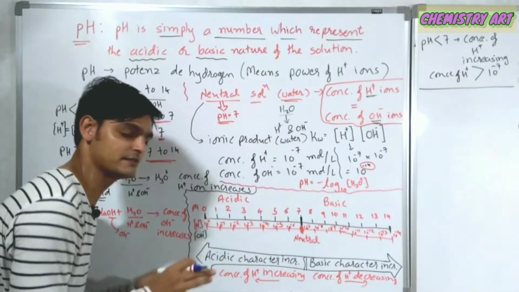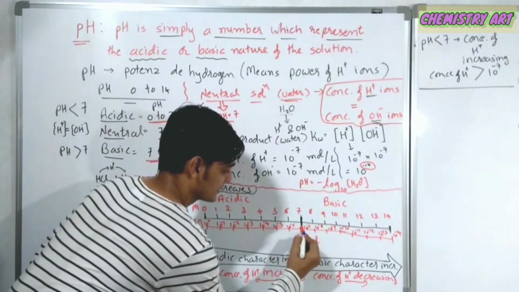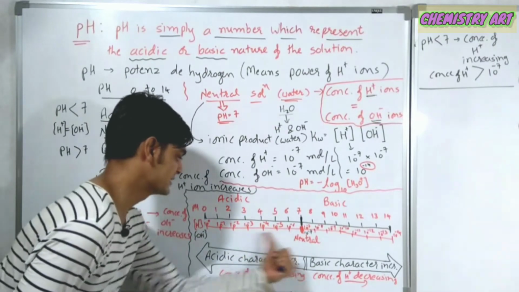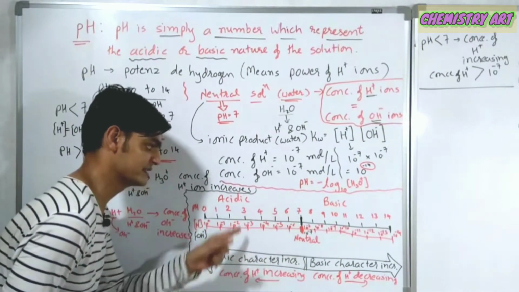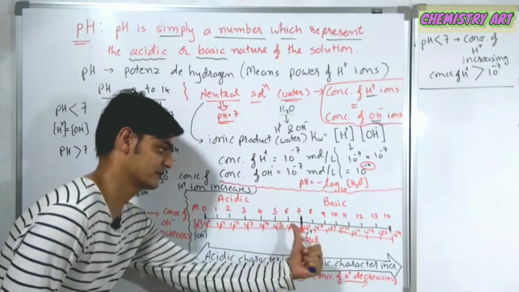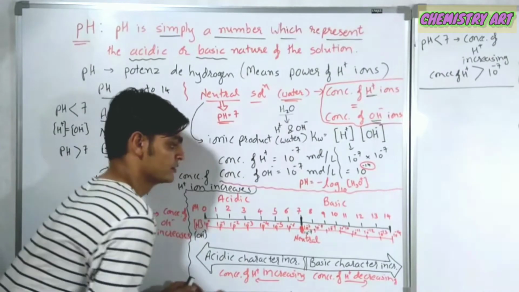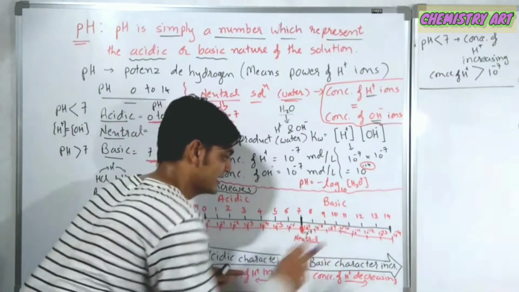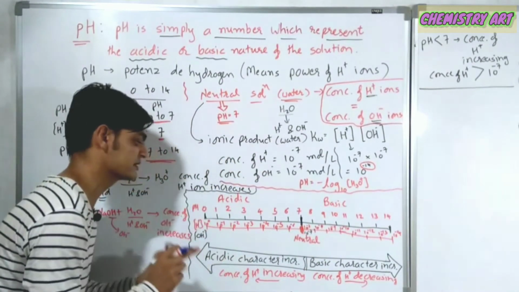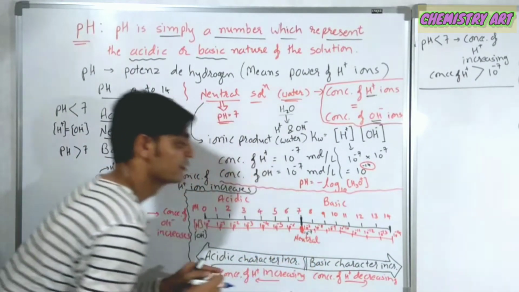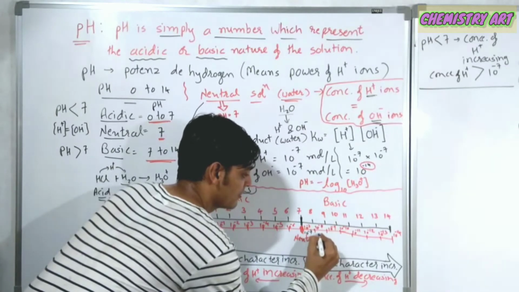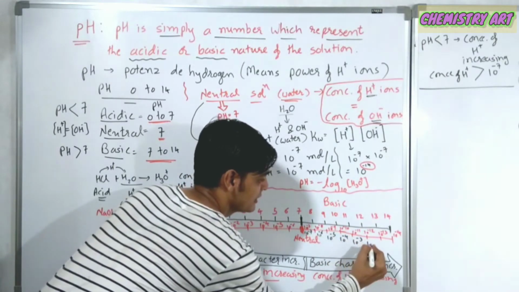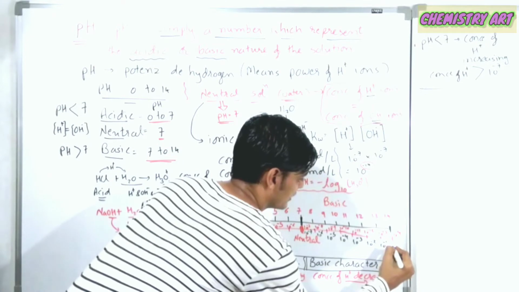Just like that, I can represent the concentration of OH minus. For OH minus I am using a black marker. Here the concentration of OH minus will be 10 to the power minus 7 only, the same. But on this side the pH is less than 7, so the concentration of OH minus will be less. Where is it more? On that side, where pH is increasing and basicity is increasing. So the concentration of OH minus increases: 10 to the power minus 6, minus 5, minus 4, minus 3, minus 2, minus 1, and 10 to the power 0.